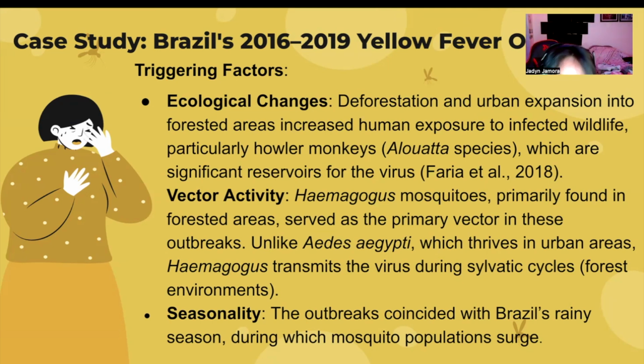While yellow fever outbreaks in Brazil have consistently coincided with the rainy season during this period, increased rainfall creates ideal breeding conditions for these mosquitoes, leading to a surge in their populations. The proliferation of Haemagogus mosquitoes during the season significantly elevates the risk of yellow fever transmission, as their increased numbers heighten the likelihood of human vector contact in affected regions. This seasonality underscores the interplay between ecological and climatic factors in shaping outbreak dynamics.